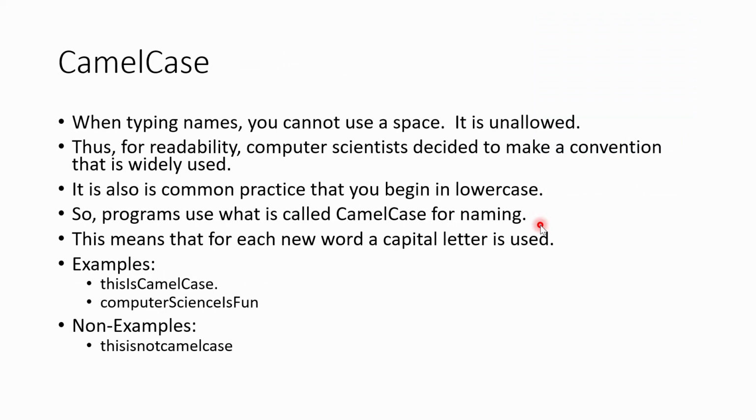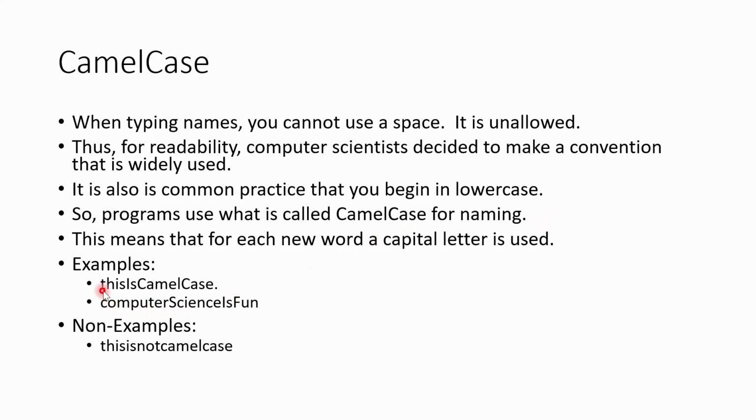And the last thing I really want to talk about is the idea of camel case. You know how I said that if my variable has more than one word attached to it, sometimes I will be putting more capital letters. Like we said, when we're typing the names of our variables, we cannot use a space. It's not allowed. So you can't name a variable my space number. So if I need to use more than one word to name a variable, I'm going to use what's known as camel case. Computer scientists decided to make this convention so that it's easier to read. It's common practice to begin in lowercase, and then we use camel case for the naming, which means that for each new word, a capital letter is used.